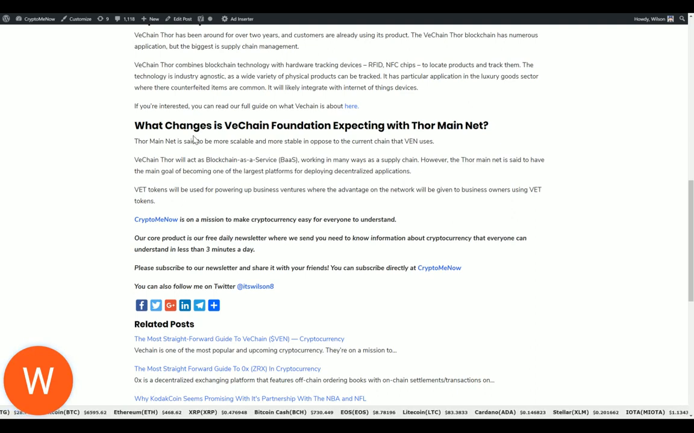So what changes is Vechain Foundation expecting with the new launch of the Thor mainnet? Thor mainnet is said to be way more scalable and stable than their current solution right now. So it will act as a blockchain as a service, working in many ways with supply chain. Again, their main goal is to not only build partnerships with supply chains, but actually have these supply chains use it. I see this being very powerful with food industries, especially how people are worried about eating healthy.